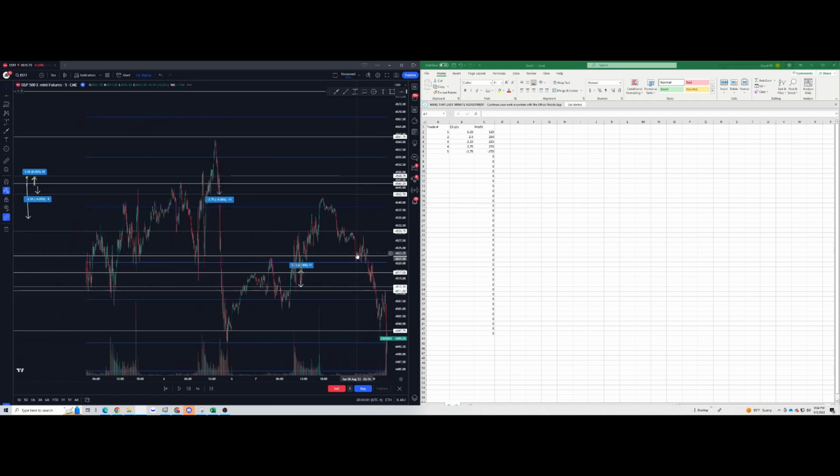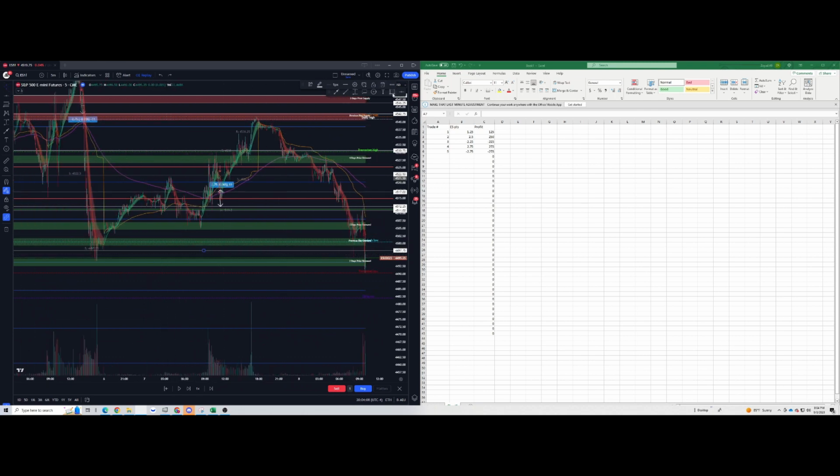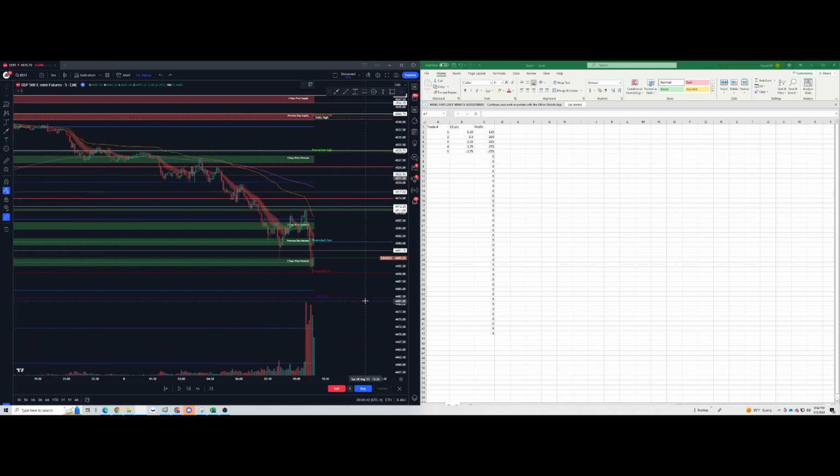Alright, I think we're back in kind of a range area where we were before, a little bit below where we were prior. So let's mark, we already have that level marked. Alright, we're good.